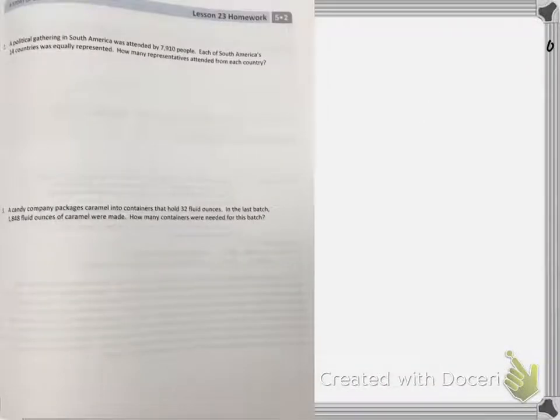So let's look at our word problems. It's a little blurry up top, but we're still able to read them. A political gathering in South America was attended by 7,910 people. Each of South America's 14 countries was equally represented. Remember, if we see that word equally, we're probably dividing. How many representatives attended from each country?